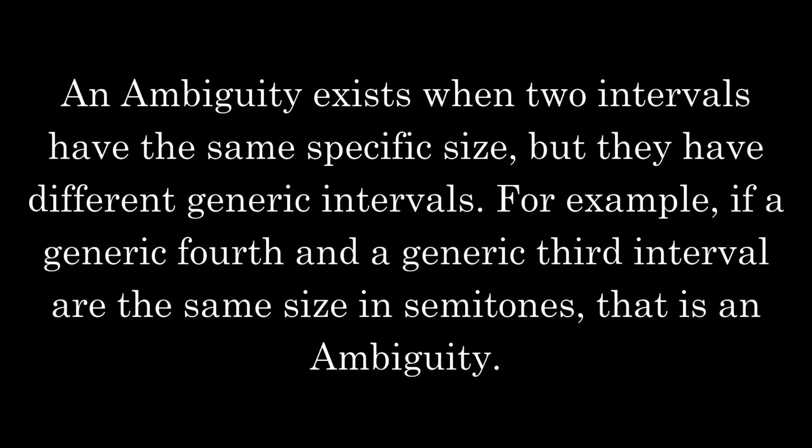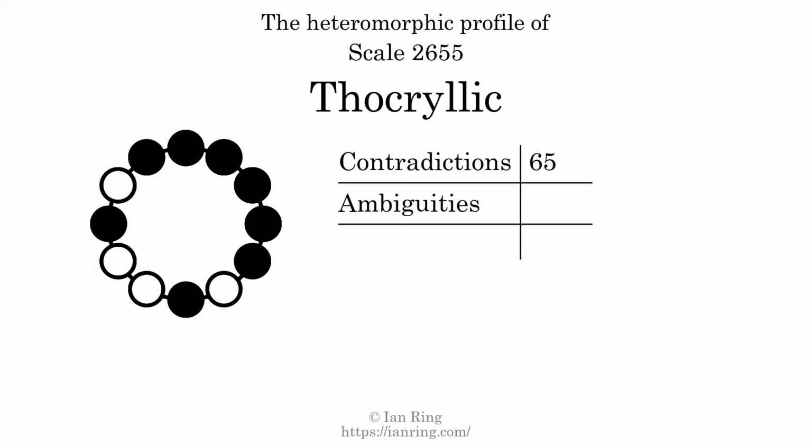An ambiguity exists when 2 intervals have the same specific size, but they have different generic intervals. For example, if a generic fourth and a generic third interval are the same size in semitones, that is an ambiguity. The number of ambiguities in this scale is 66.